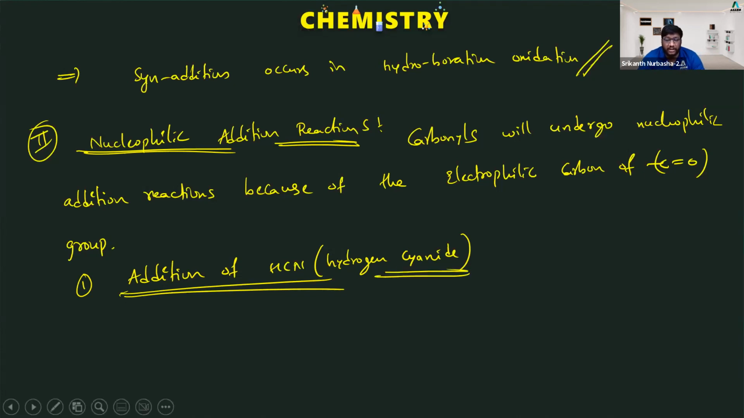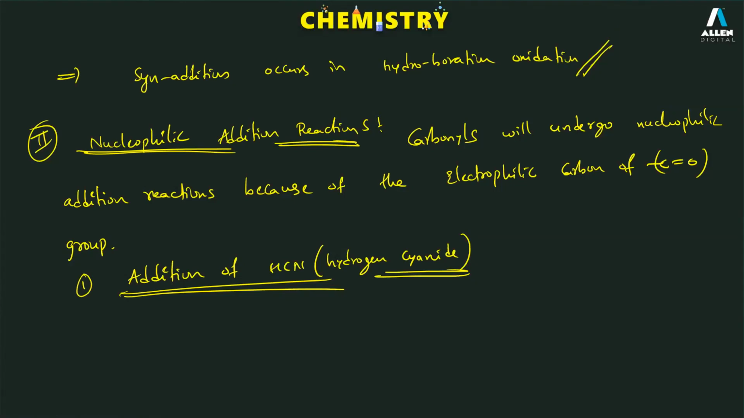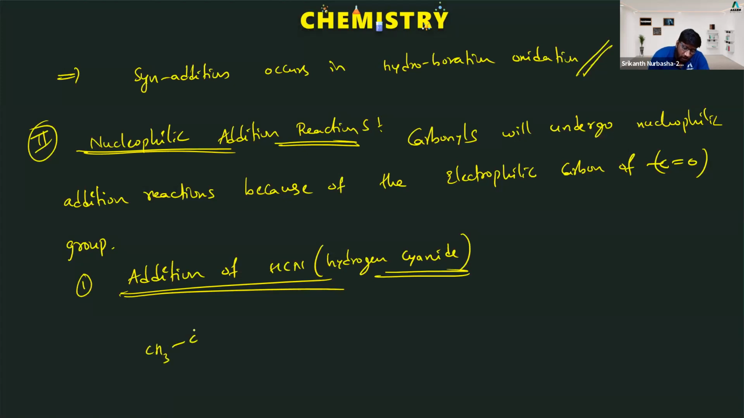So let us take HCN. Is HCN a weak acid or a strong acid? Weak acid. I'll take one carbonyl compound, CH3-C=O-CH3, and I want to add HCN. The pi electron density of C=O moves towards oxygen, generating partial negative charge on oxygen and partial positive charge on carbon. CN minus has to come and attack this carbon.